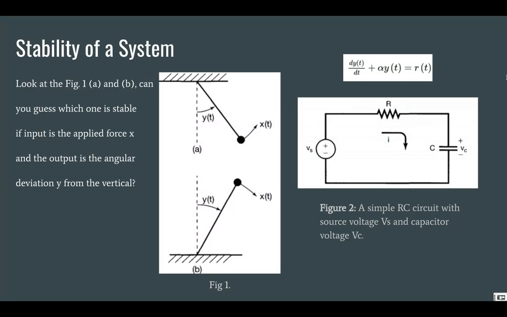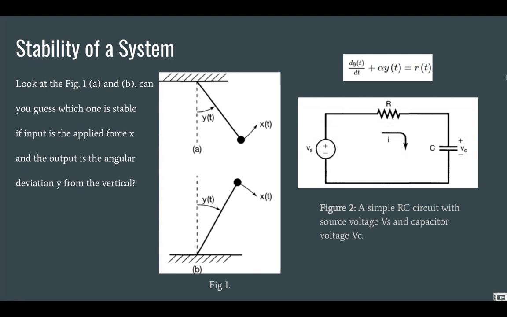Stability is an important system property which is independent of linear and time invariant systems. We will first begin looking at stability in a common example in order to get a good sense of the idea. Look at figure 1a and b. Can you take a guess which one is stable if the input is the applied force x and the output is the angular deviation y from the vertical?